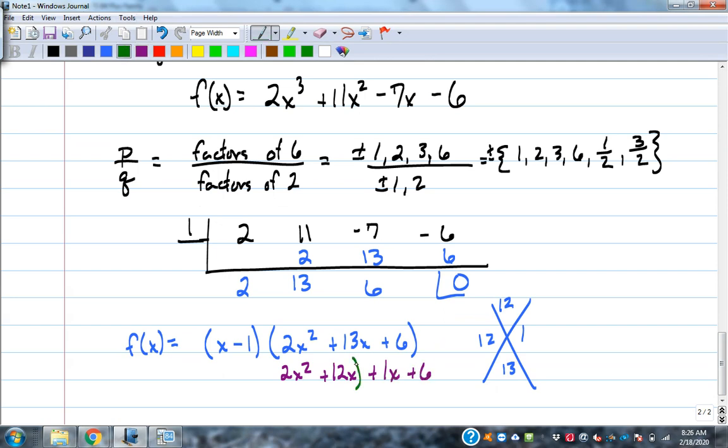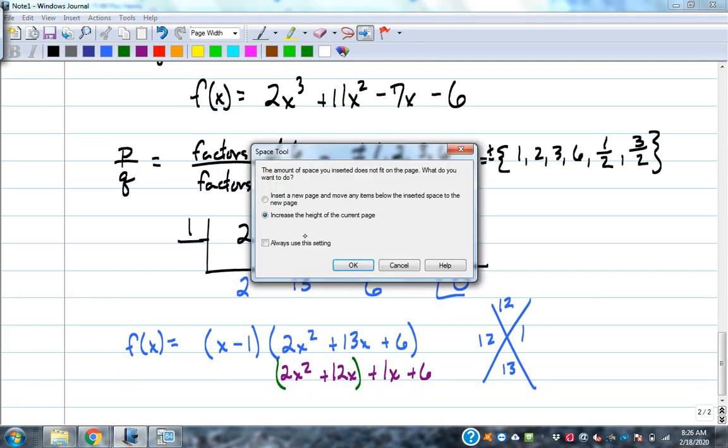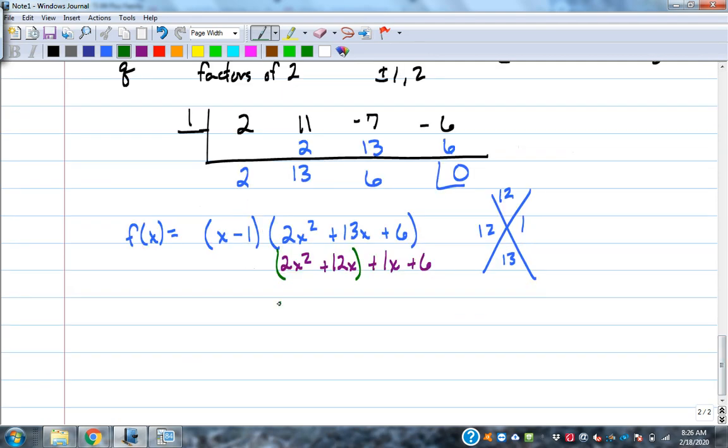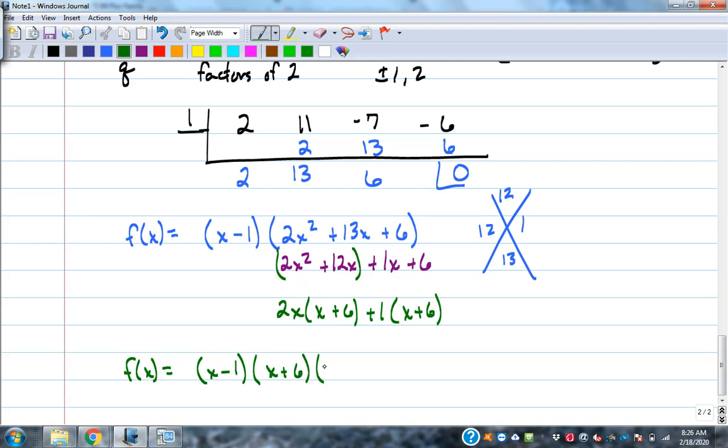So I'll do 2x squared plus 12x plus 1x plus 6. Group that. And the GCF of 2x and 12x would be 2x. x plus 6. GCF of that is 1, x plus 6. So I end up with the factored form of this original polynomial: x minus 1, x plus 6, 2x plus 1. That's the factored form or intercept form. Both of those mean the same thing.